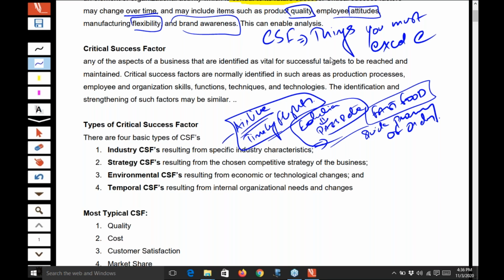Yeah, is everyone okay with this? So one of the sources of the critical success factor is the industry in which you are operating.